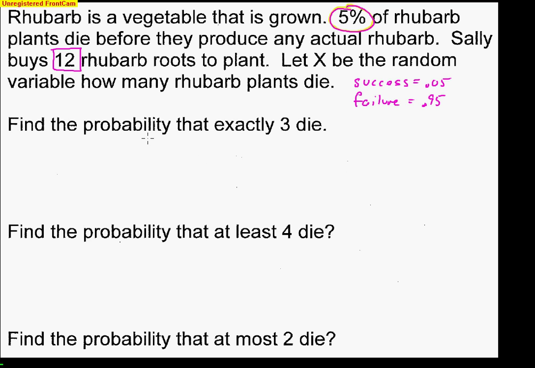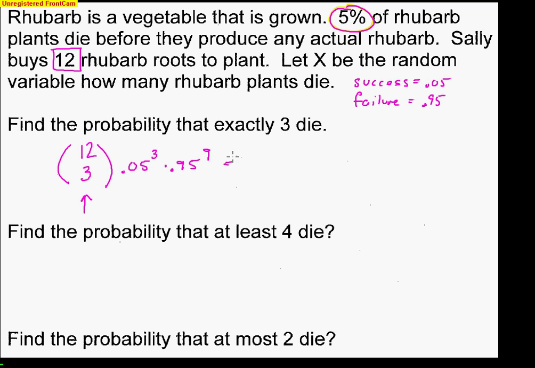Okay, so it says find the probability that exactly 3 plants will die. So we have 12 plants. We want to choose 3 of them to die. I need this first part right here to represent the fact that it could be any 3 of the 12. I don't care. But what I do know is that I'm going to have 3 successes. I mean, 3 to die. 5% chance that 1 dies, so I need 3 of those. And that would mean that I have 12 minus 3 is 9 failures. So I have 3 die, 9 don't die. And then this is going to tell me how many different ways that can happen.